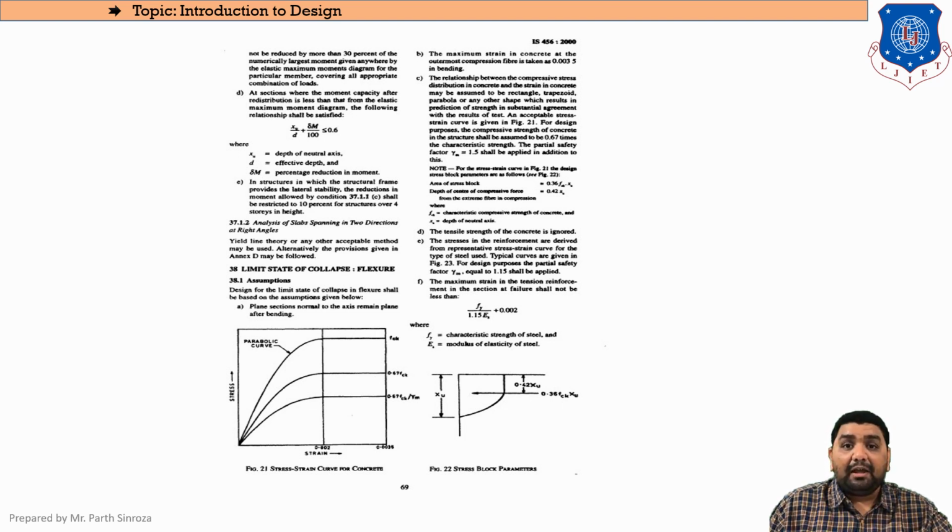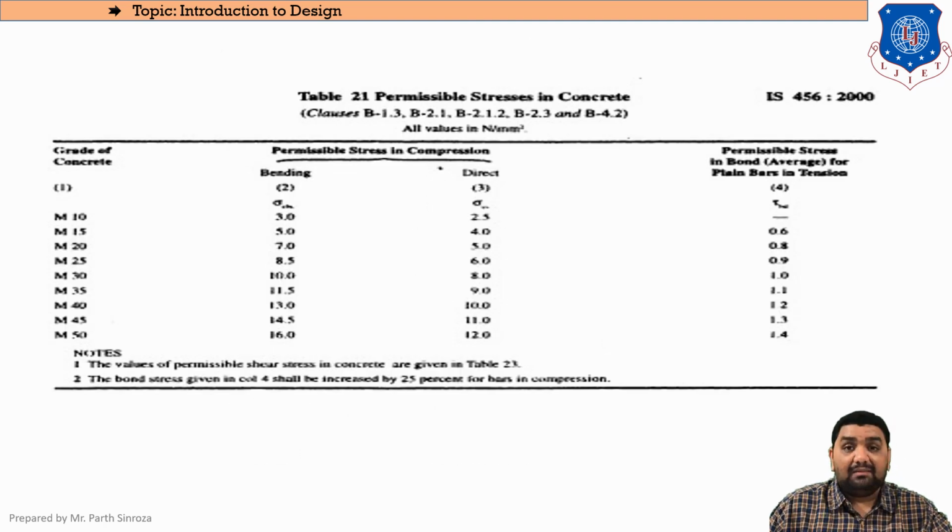the design purposes. In the first chapter itself, we will be using the IS code, and from that we will be solving the equations, to see how we obtain the equation using these assumptions. Then these are the permissible stresses in concrete. So if you want to know what grades of concrete are used in the design processes, you can move forward to table number 21. It is mentioned that from M10 concrete to M50 concrete will be used. And for that, the permissible stress values are prescribed in your IS code.